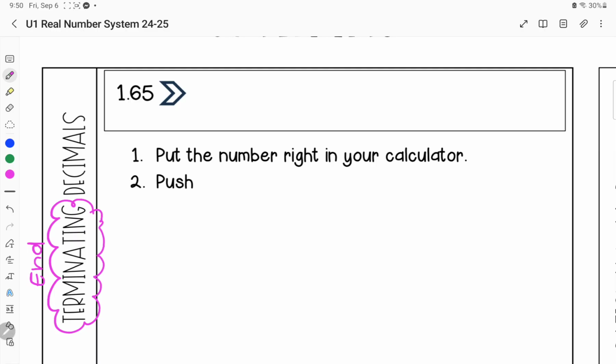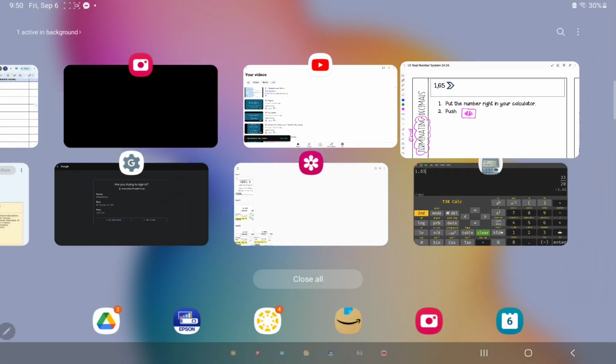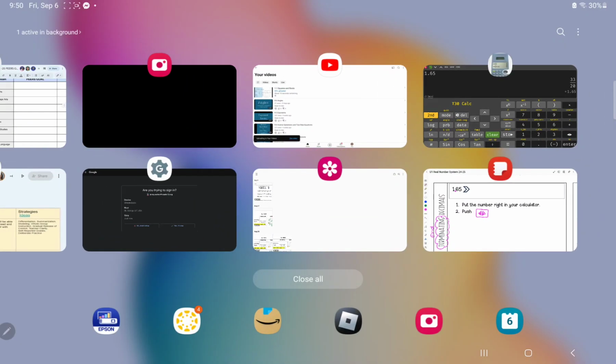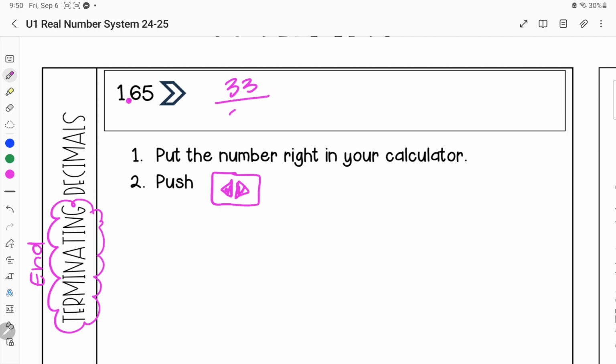So if you have just a decimal number like we have, 1.65, you're going to put it right in our calculator, and then above the enter button is our conversion key that looks like this, and we're going to push that. So we would put in 1.65, and then you're going to hit your conversion key above enter. This calculator is the same as yours. It looks a tiny bit different because I'm putting it long ways instead of up and down. So it came out as 33 over 20. So then you would just put 33 over 20. You don't need to convert it to a mixed number. You can just leave it just like that.